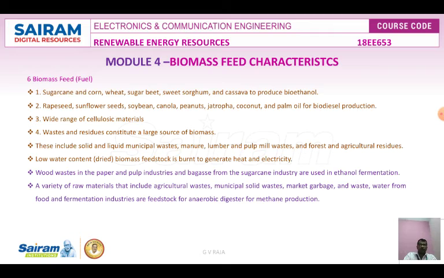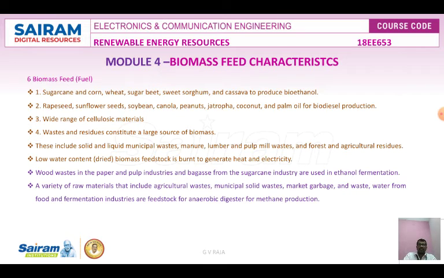Waste and residues constitute the largest source of biomass. These include solid and liquid municipal waste like animal manure, human manure, pulp mill waste, and agriculture waste, which are used for this biomass production. Waste with low water content is burned to generate heat and electricity.